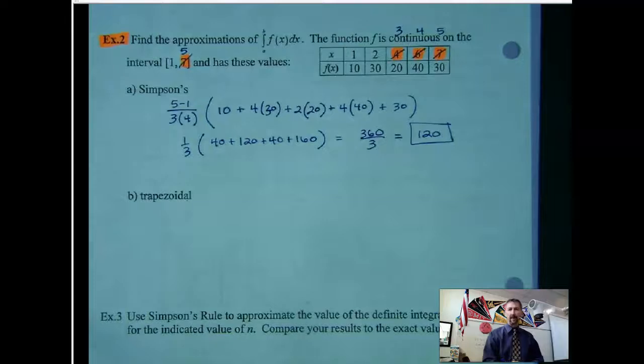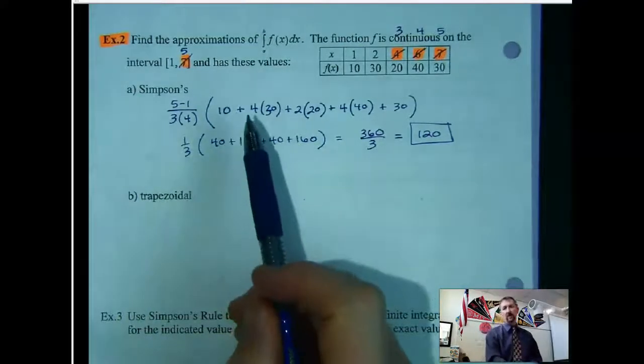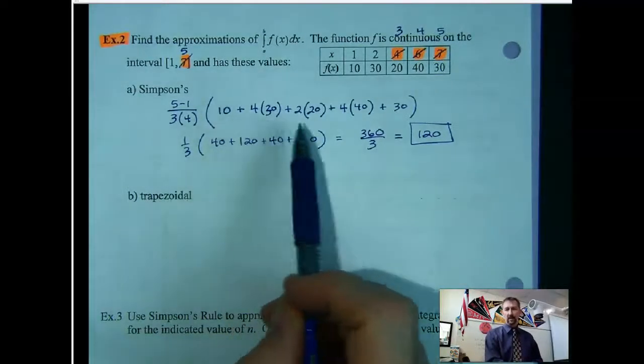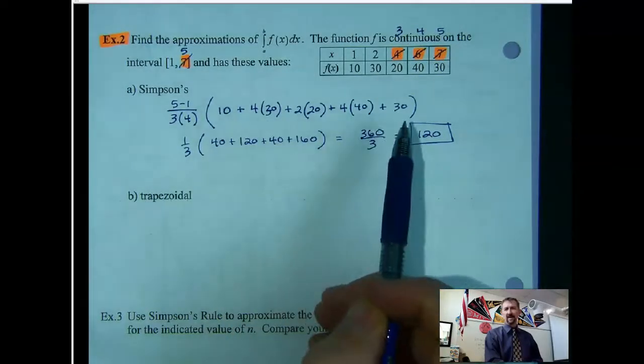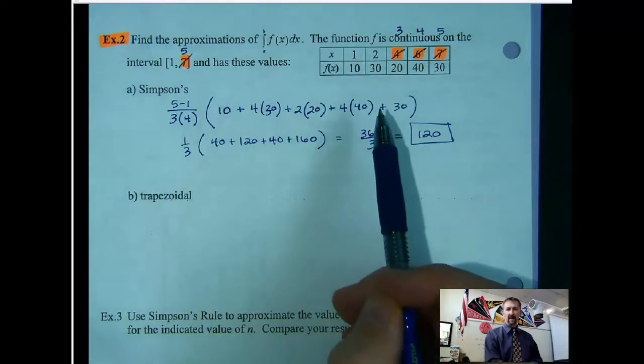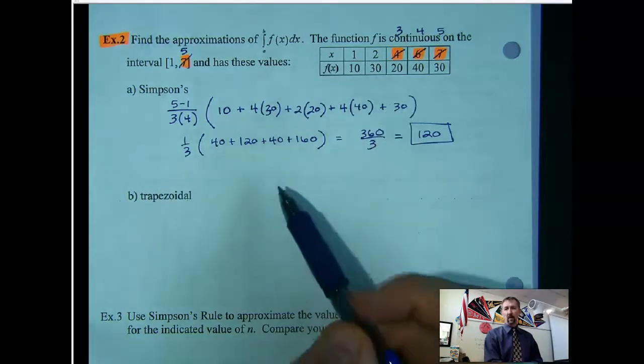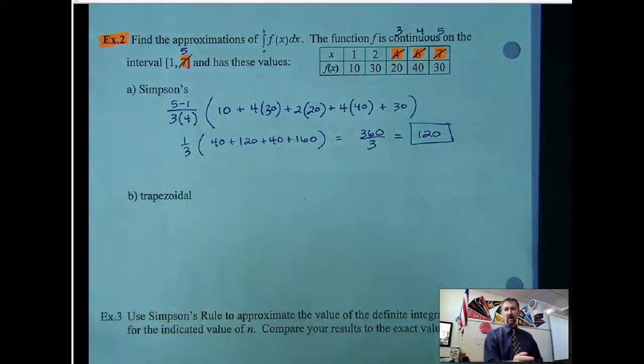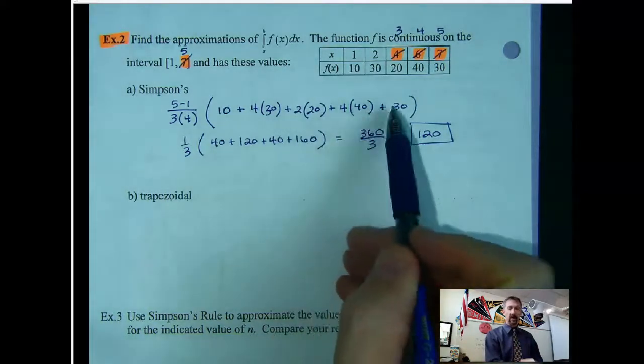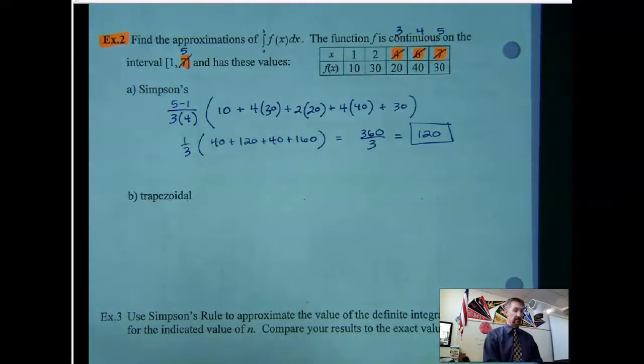Okay, now both the examples we did had 4 subintervals, so that's why the pattern went like this. If it had 6, then we would have had plus 2 times whatever, and then another 4. So every even number after that, you'll have another 2 and another 4 in there. Okay?